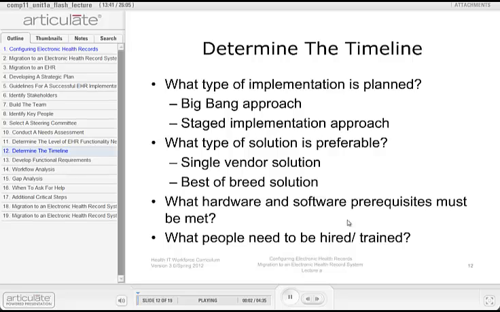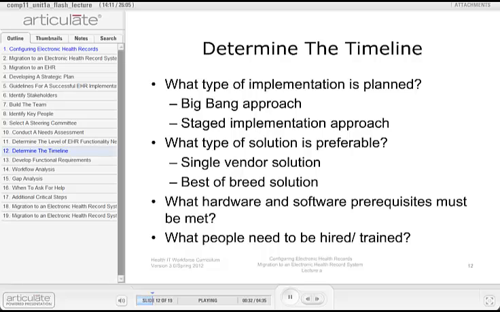Determining the timeline of the implementation is a necessary, but sometimes challenging process. There are two general types of EHR implementations. The first type is known as a Big Bang implementation. With this method, all EHR functions are enabled at the onset of implementation. From that point forward, clinicians will only use the EHR when delivering healthcare services. Paper records will no longer be available.